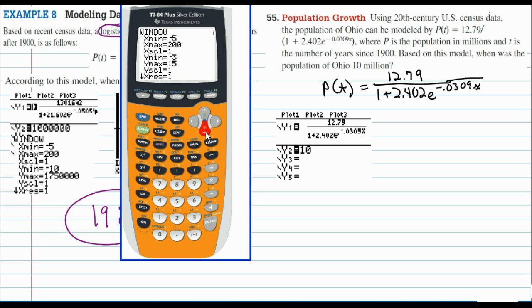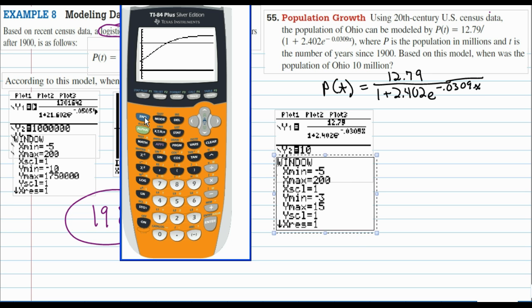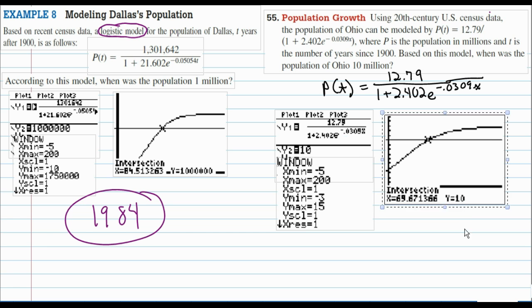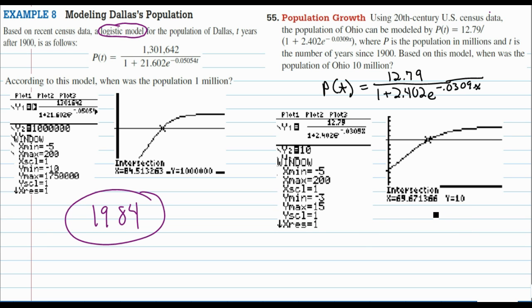Maybe I'm wrong. And then as far as my Y maximum, that wouldn't be in the millions. I'm looking for a Y value specifically of 10, which is expressed in millions, so my Y max will be 15. Hit my graph, and I found my intersection, which would be 69.67 years, so that's looking like the year 1969, a little over halfway through. The summer of '69.